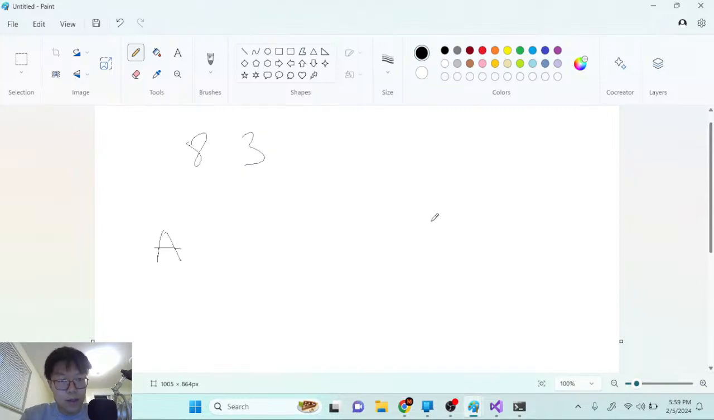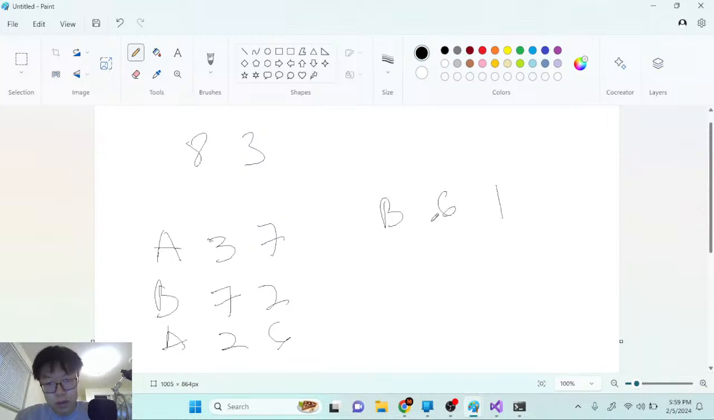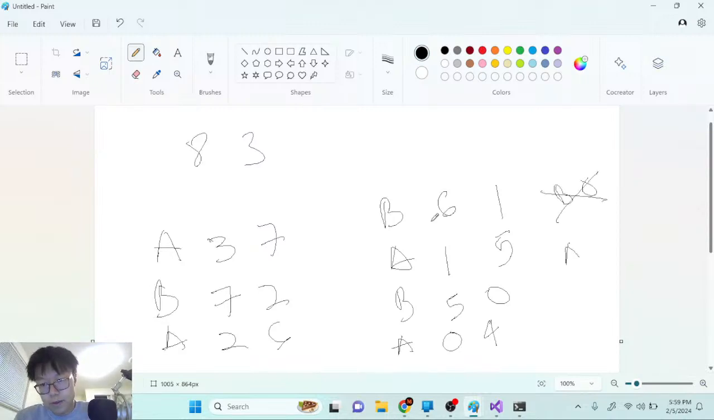Alice's turn, -1, swap with 3, so it would be 3-7. Bob's turn, -1, 2, swap with 7, so it would be 7-2. Alice's turn, -1, 6, swap with 2, 2-6. Bob's turn, -1, 1, swap with 6, so 6-1. Alice's turn, -1, 5, swap with 1, 1-5. Bob's turn, -1, 0, swap with 5, 5-0. Alice's turn, -1, 4, swap with 0, 0-4. Bob's turn hits 0, so therefore Alice wins.